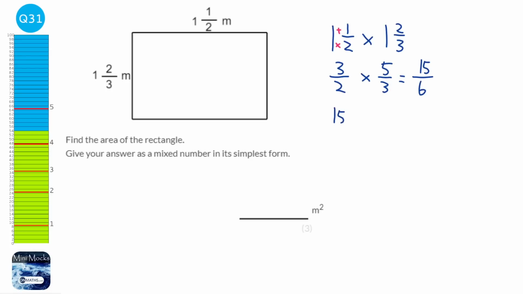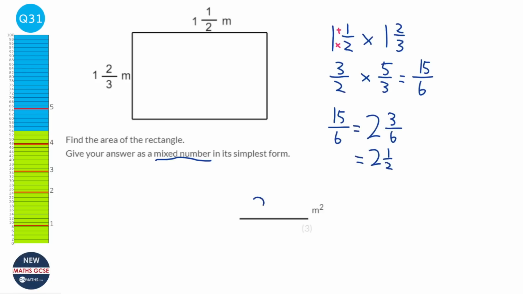So we've got to convert 15 over 6 into a mixed number because it asks for a mixed number. So 15, how many 6's go into 15? Well, we're first of all going to have 2 whole ones, and how many left over? There are going to be 3 left over. Now 3 over 6 is the same as 1/2 because we can divide top and bottom by 3. So our answer is 2 and a half.